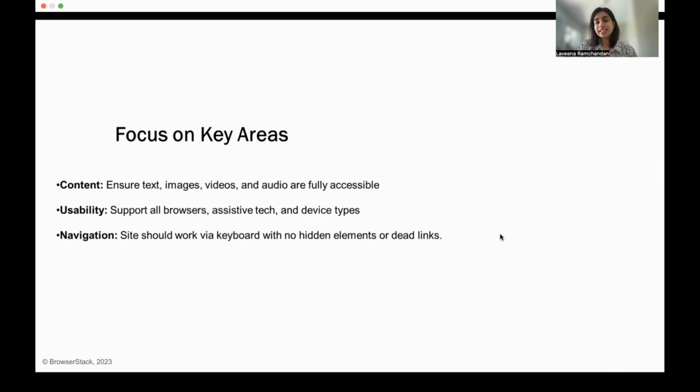Some focus on key areas as well when it comes to accessibility and building this earlier is the content. So ensure text, images, videos, and audio are fully accessible. Usability-wise, support all browsers, assistive tech, and device types. Navigation-wise, sites should work via keyboard with no hidden elements or dead links.